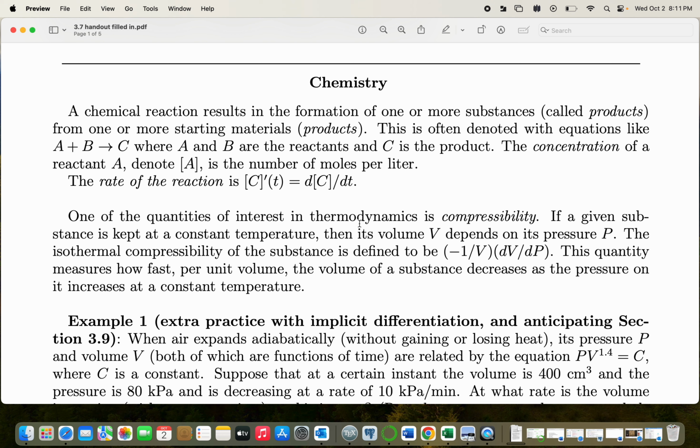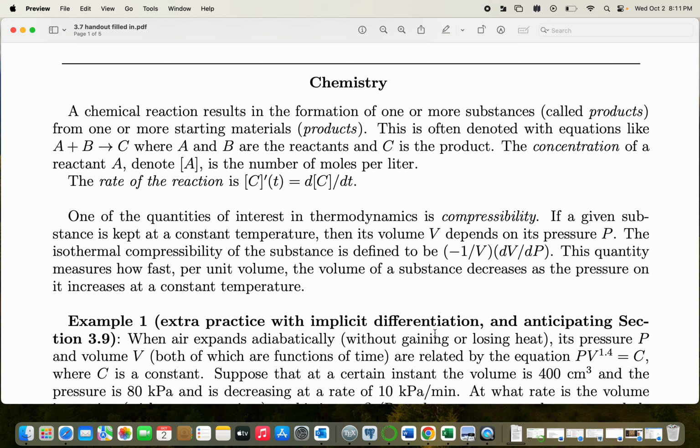Also in chemistry, there's something called compressibility. So if a given substance is kept at a constant temperature, volume then depends on its pressure. And the isothermal compressibility, a fancy term, impress your friends, is defined to be this. Like this is a definition here. 1 over the volume with a negative, and then the rate of change of volume with respect to pressure. So this dV/dP is measuring if pressure changes, how does volume change? Yeah, so this measures how fast per unit volume the volume of a substance decreases as the pressure on it increases, while we again keep temperature constant.